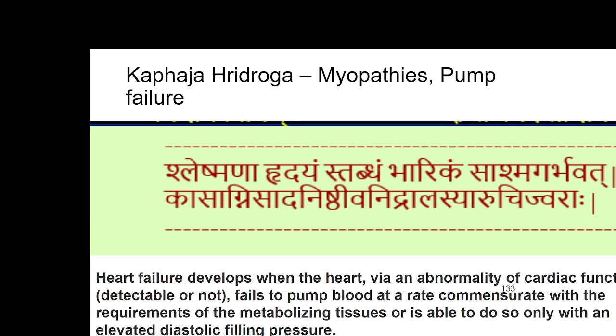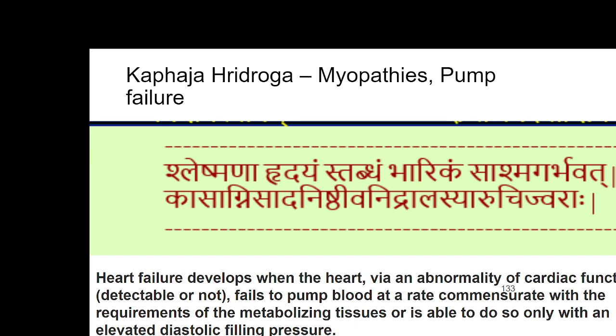Now, heart failure, or heart pump failure, is defined as a situation where cardiac function fails to pump the blood at a rate commensurate with the requirements of metabolizing tissues. Any condition where the heart is not able to pump the blood in sufficient quantities to the tissues is considered a pump failure. And it usually occurs with an elevated diastolic filling pressure. When there is a stagnation of the blood in the heart, that too is considered heart failure.